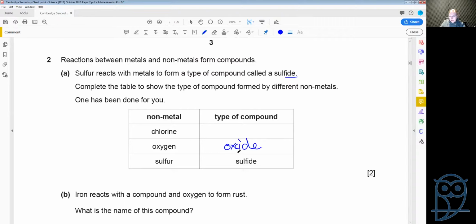Is it oxide or oxide? No. My spelling. And then chlorine will become chloride. And those will be your 2 marks.